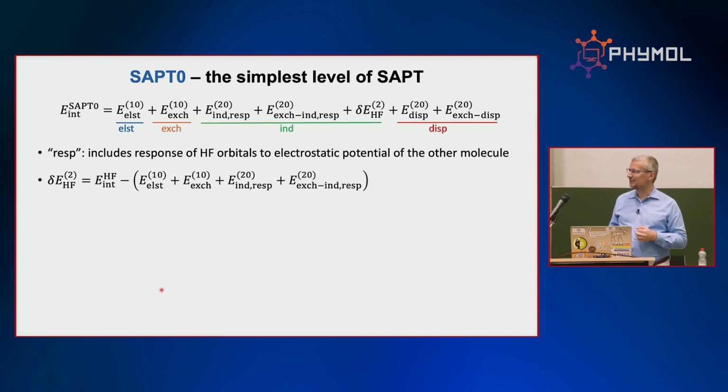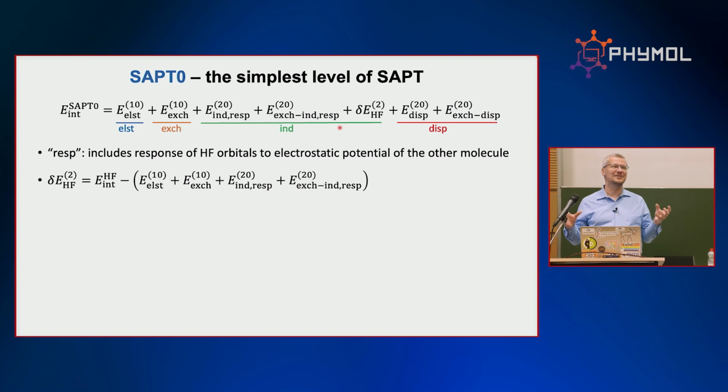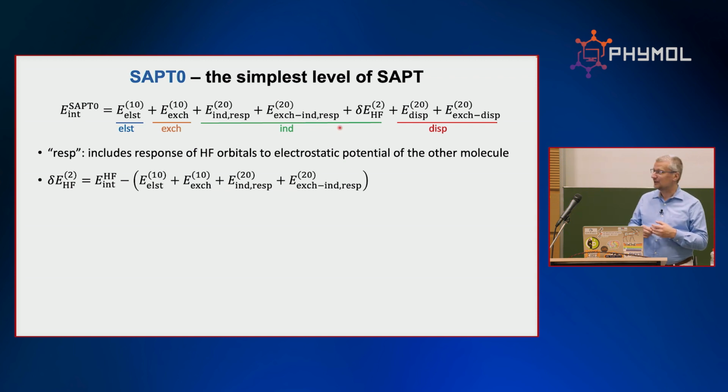There are some subtleties to make the results more meaningful. So the induction and exchange induction corrections have this additional subscript resp for response, or for the relaxation of Hartree-Fock orbitals. So if you've ever performed calculations for a molecular property, such as a dipole moment or polarizability, chances are you ran something similar to coupled perturbed Hartree-Fock calculations to make sure that the orbitals relax. So this is what you need to do to get this slightly better induction energy.